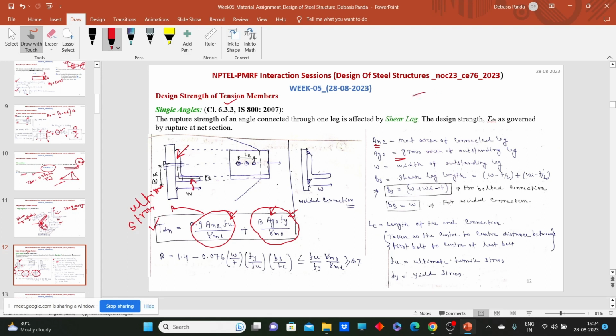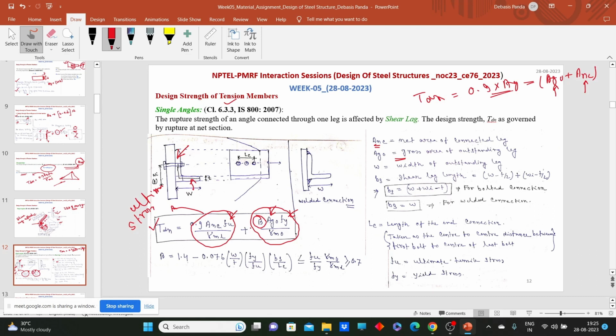We could calculate Tdn directly as 0.9 into Ag, considering the gross cross-sectional area, where Ag is equal to Ago plus Anc. That means the gross cross-sectional area of the outstanding leg and the net cross-sectional area of the connected leg. But we are not doing it like this. We are considering that the connected leg will reach up to the ultimate stress and the outstanding leg will reach up to the yield strength. And to counteract that shear lag effect, one coefficient beta is provided.